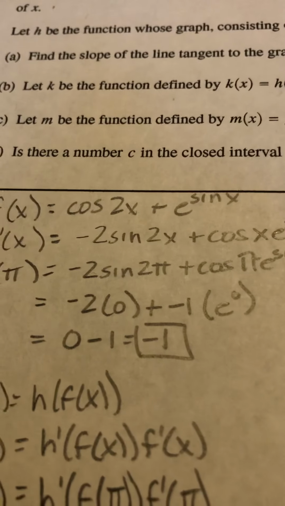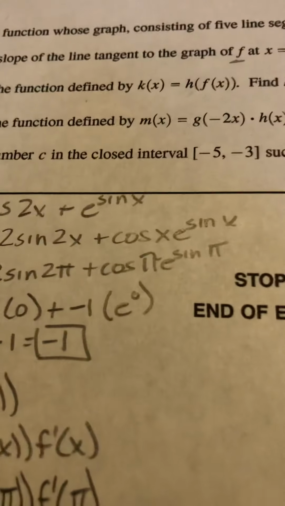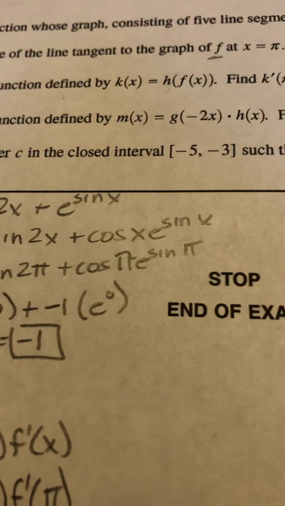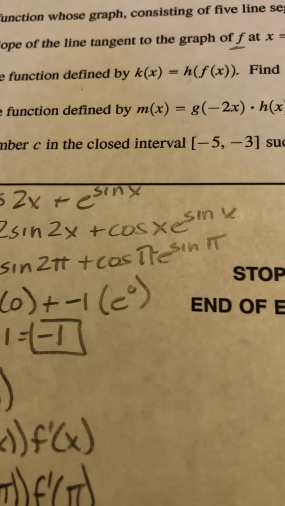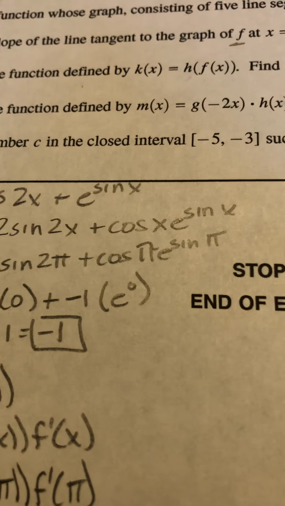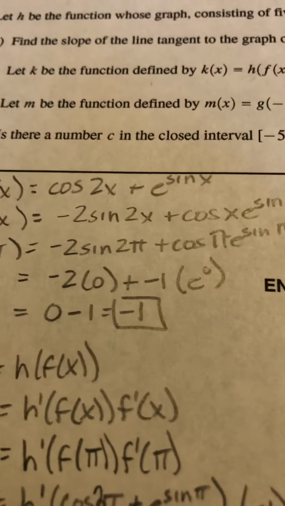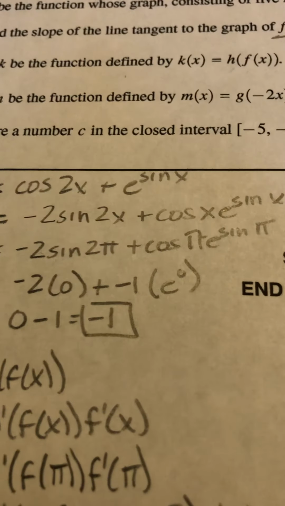And now we sub in pi: negative 2 sine of 2 pi plus the cosine of pi times e to the sine pi. So negative 2 times 0 plus negative 1 times e to the 0. E to the 0 is 1, so that's just negative 1.